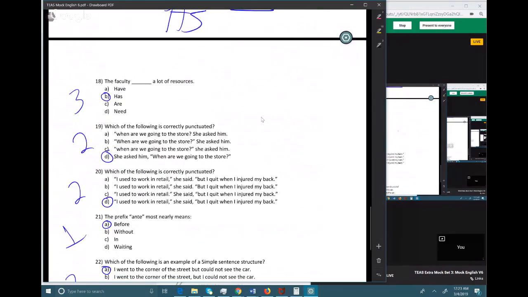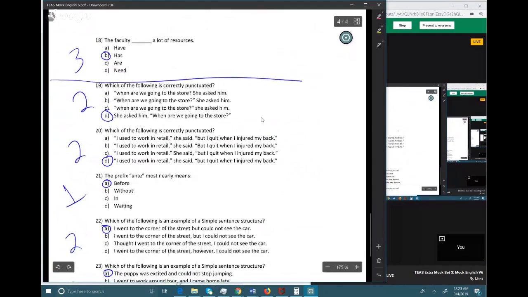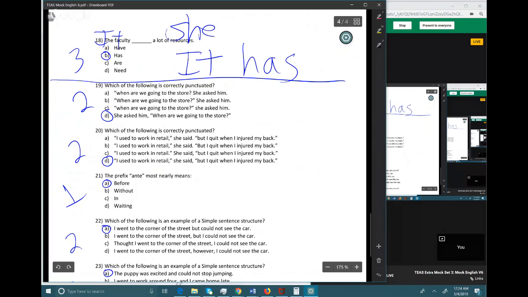Same thing with 18. It's a fill in the blank subject-verb agreement. The faculty is a group. The group is in agreement. They're working together because there's no sign of disagreement here. So it's it. It really helps to switch things to he, she, they, it. The faculty is a thing. It's one thing. So it has. It works the same way that she or he works.